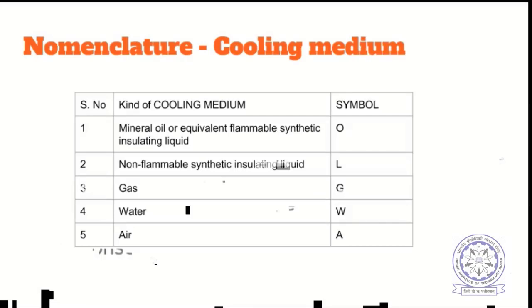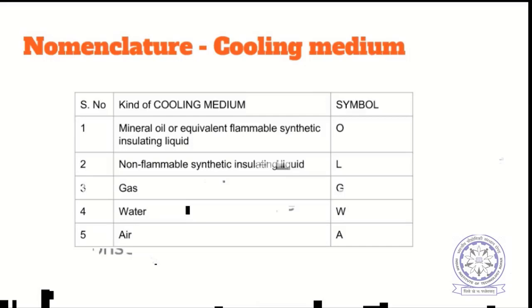And now let us go to the nomenclature of the transformer. Cooling medium, you have seen coolant, right? There are several kinds of cooling medium, and each cooling medium is designated with a symbol. Why do we have to use this nomenclature? There is a reason, I will tell you later.